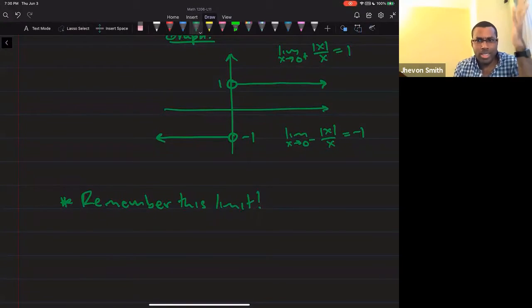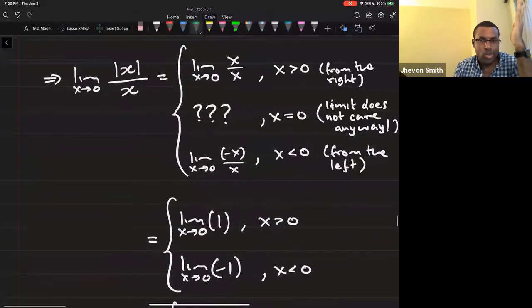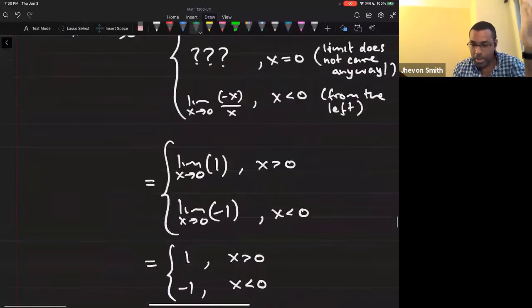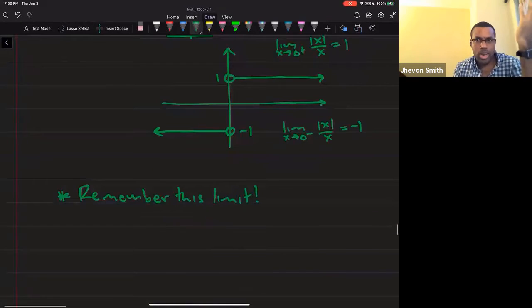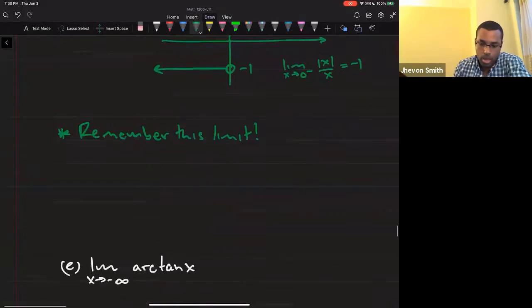There's going to come a point where this limit is going to come up again. So remember it. Remember the fact that absolute value of x over x as x approaches 0 does not exist. But yeah, we can actually show that it does not exist here.